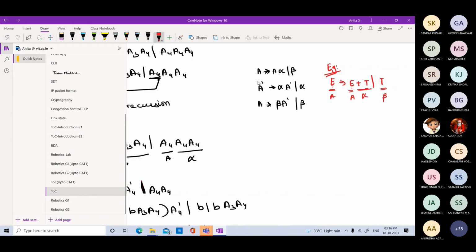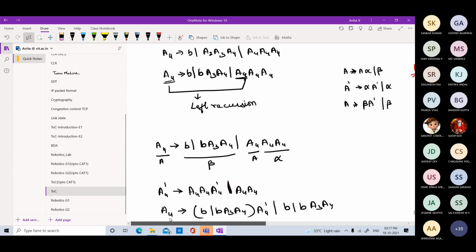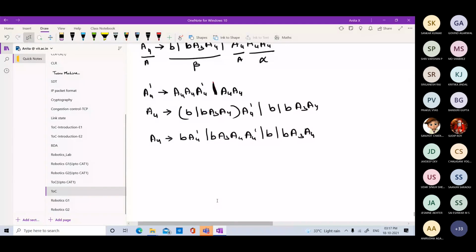So how should I rewrite it with A dash? Here E dash derives alpha. So what is alpha here? Plus T, E dash or alpha. And then E derives beta E dash, which is beta here, T E dash or T. Hope it is clear for you all now. Right? Shall we proceed? Yes, ma'am. Okay.